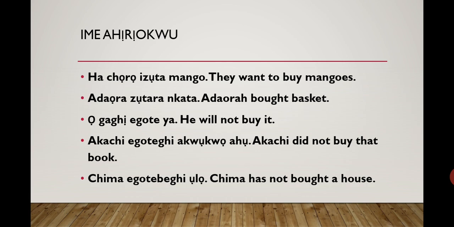Adọra zụtara nkata. Adọra bought baskets. Ọ gaghị egota ya. He will not buy it. See that? Akachi egoteghị akwụkwọ ahụ. Akachi did not buy that book. Chima egotebeghị ụlọ. Chima has not bought a house.